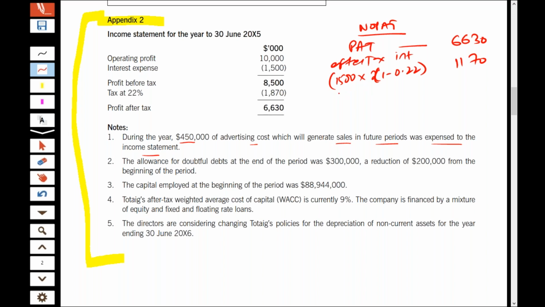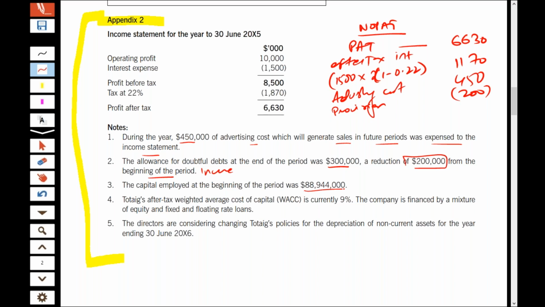Furthermore, there is the advertising cost of 450 which needs to be added back. Then there is the allowance for doubtful debts at the end of the period, a reduction of 200,000 from the beginning of the period. If there is a reduction of 200,000, this is actually an income that has been recorded. So we need to remove it, because it's an income that has been recorded.